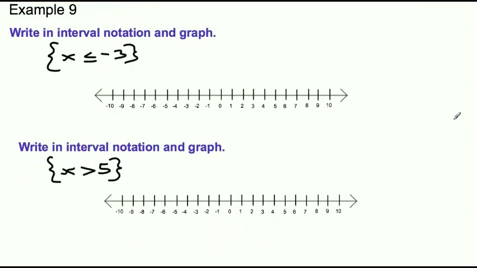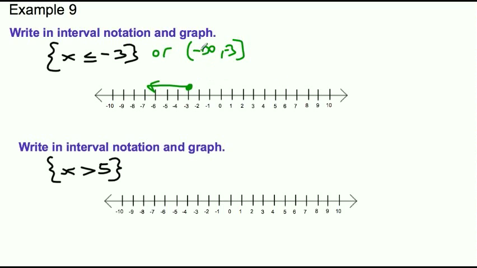Okay, let's take a look at this example right here. Example number 9. Let's write these in interval notation and graph, just basically what we just did. Let's go ahead and graph it first. So let's start at -3, and we're going to use an open or closed circle? Closed, right? And it says x is less than or equal to -3. So numbers that are less than -3 go to the left. So the way that we can write this, again, you always start with the smallest number: negative infinity to -3 bracket.